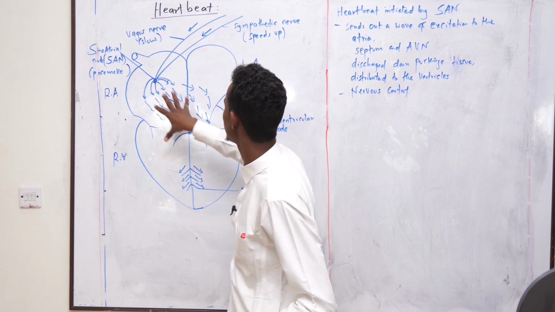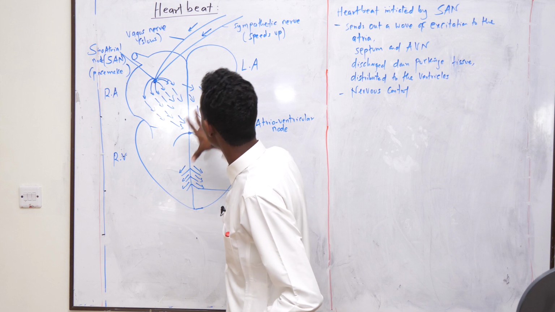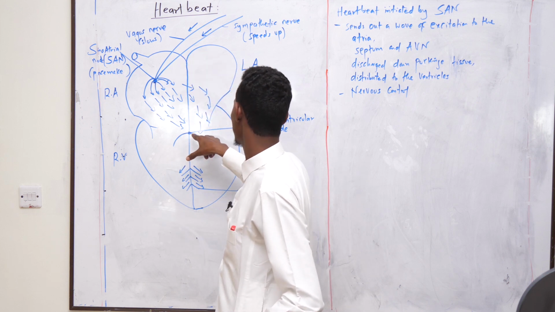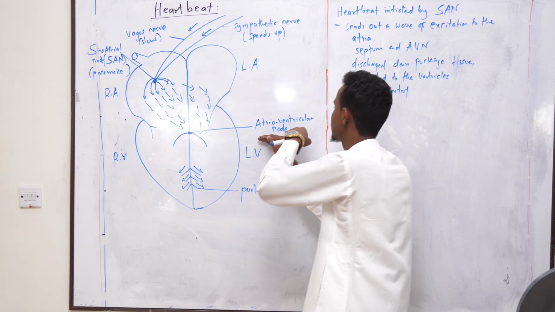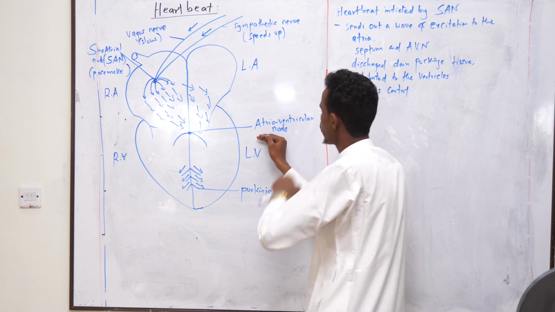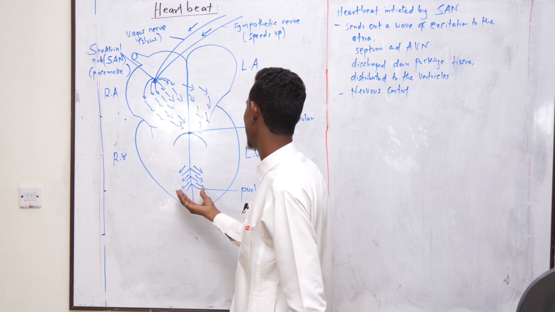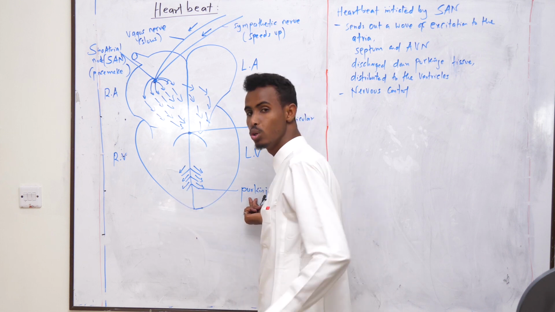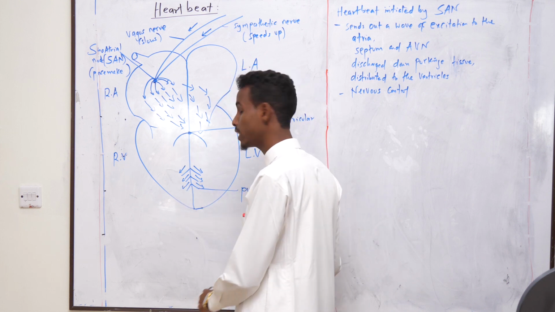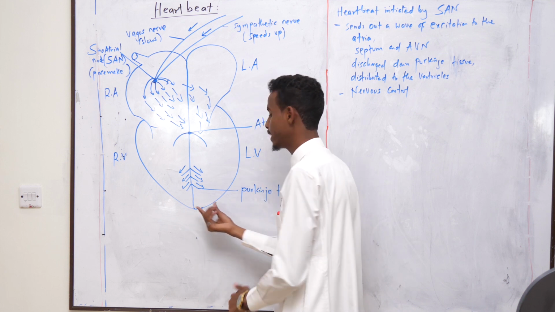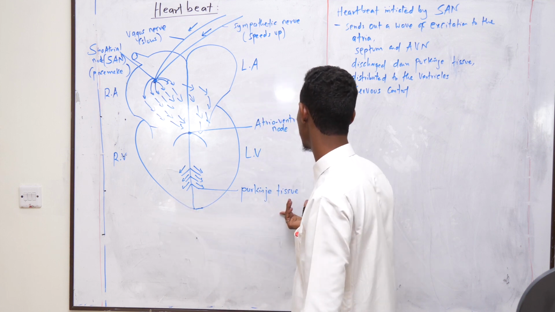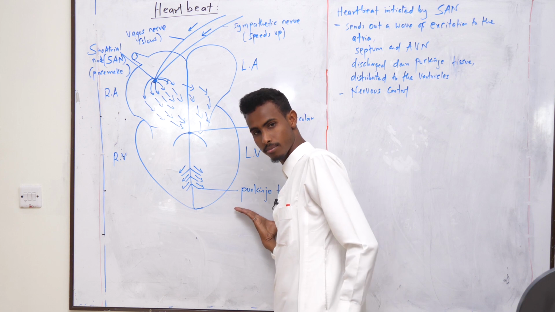Now, these waves travel towards the septum as well as towards the atrioventricular node. From the atrioventricular node, these waves are discharged down the Purkinje tissue to the bottom of the heart and finally to the ventricles, and they cause the ventricles to contract.